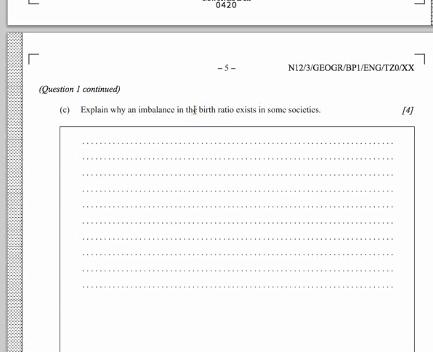Notice that we'll go back and look at that word again, birth ratio. A lot of you just talked about births in general. Specifically, it's birth ratio. Drum that into your mind. Birth ratio, it's the balance between male and female.